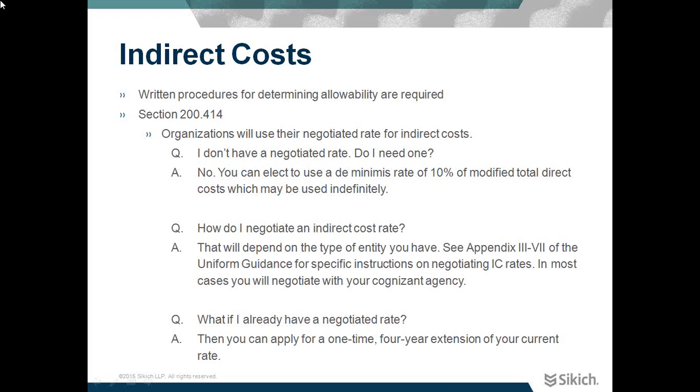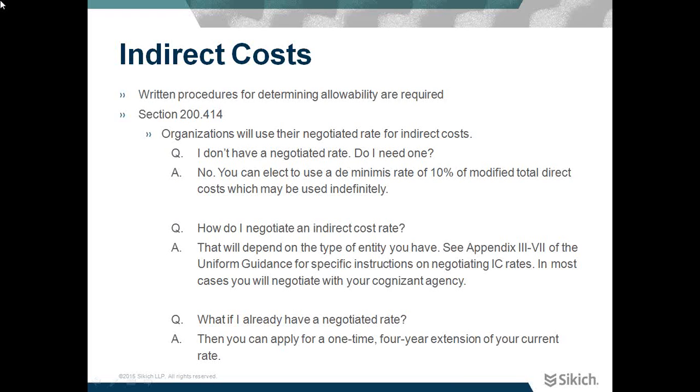And the next question would be, well, Mark, how do I negotiate an indirect cost rate? And then my answer would be, well, that really depends on the type of entity that you have. And again, we don't have all the time to go through all the different nuances, but here's the guidance. It's Appendix 3 through 7 of the uniform guidance, and it really breaks down the types of entities into 3 different types. There are institutes of higher education, there are nonprofits, and then the third group is states, local governments, and Indian tribes. It's a little bit different for each one, but here's where you can find, depending on the organization that you have, that guidance.